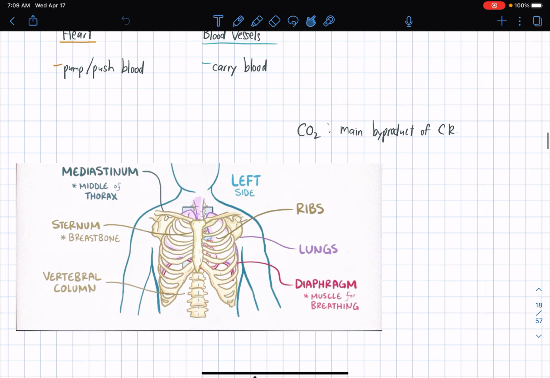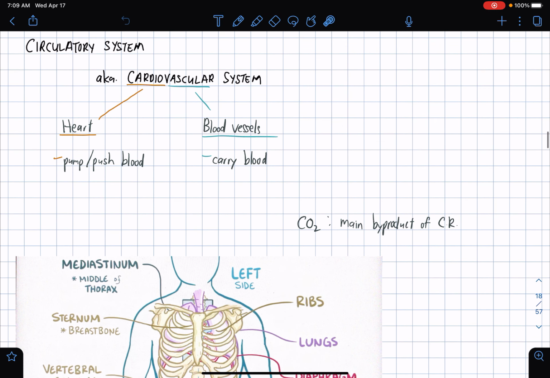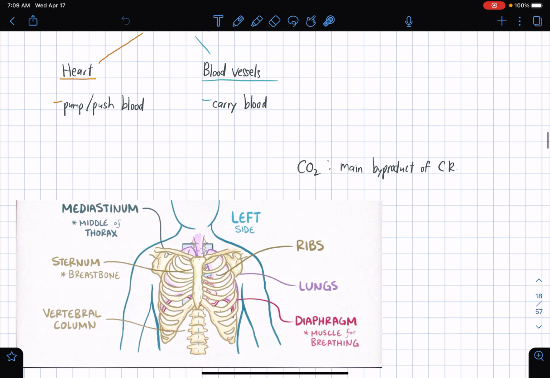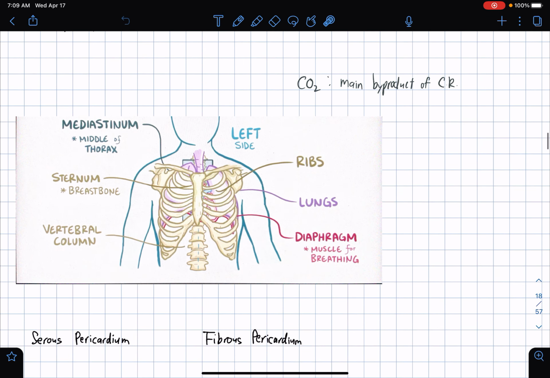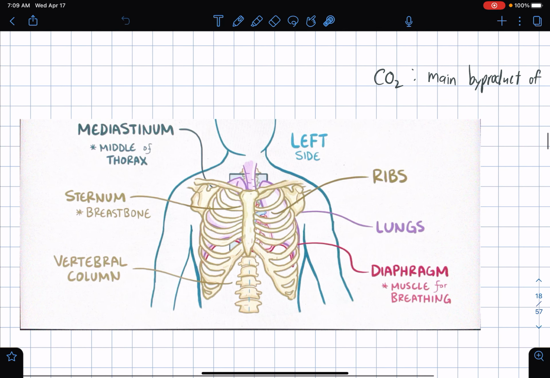More on that later. And it's important to know that CO2, or carbon dioxide, is the main byproduct of, what is CR? Cellular respiration? I believe so. Okay, so this image is from Osmosis. I believe this can be useful in your study of the cardiovascular system.